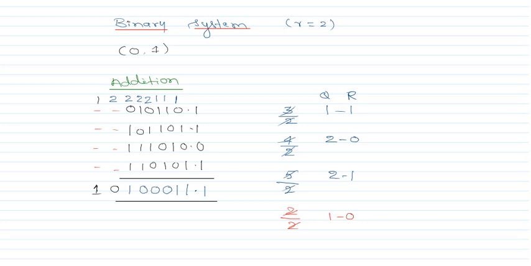So this is the sum of all the 4 numbers that I have taken for addition. So this is the sum in binary system. Okay, so now let us see.